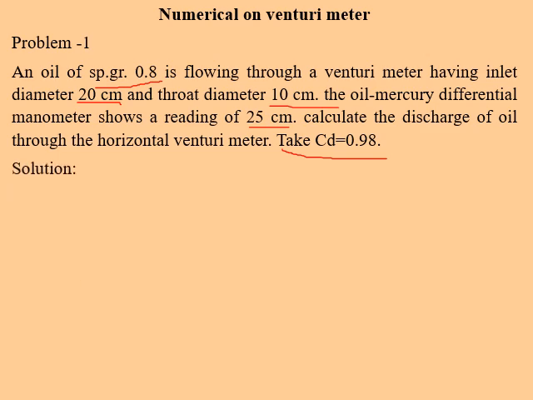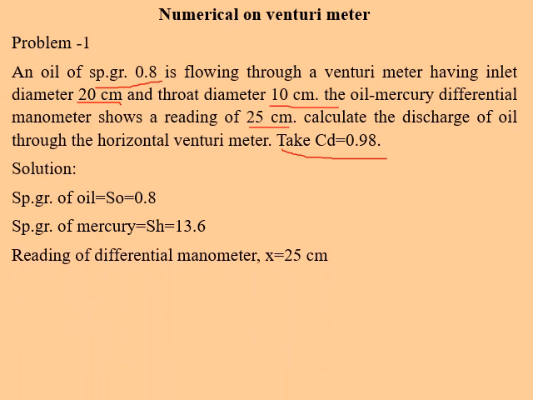So now see the solution. First of all, list out all the given data here. The specific gravity of oil, that is the lighter liquid flowing through the pipe, S of O is equals to 0.8. Then the heavier liquid in the manometer is mercury, so S of H is equals to 13.6, and the reading of the differential manometer X is equals to 25 centimeter.